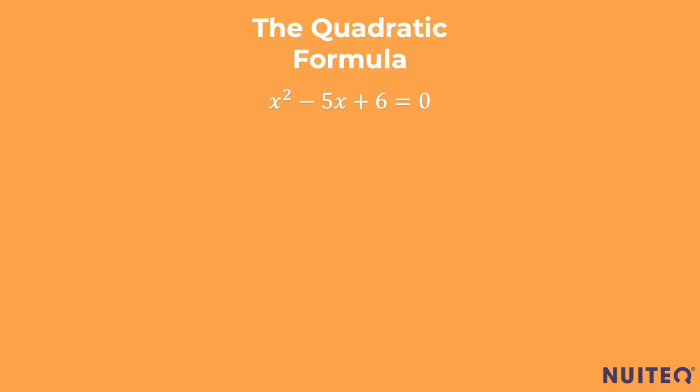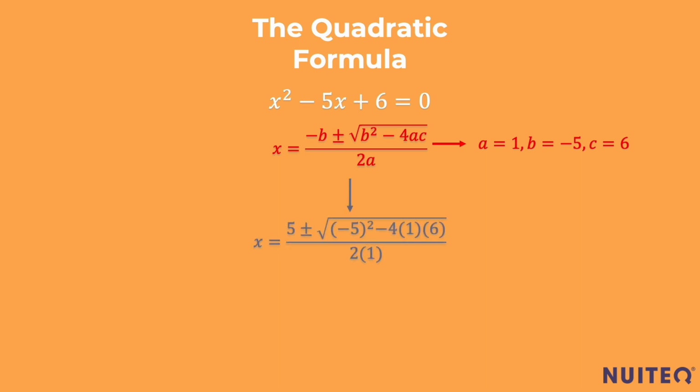Finally, we can use the quadratic formula, which is especially useful when factoring is difficult. The quadratic formula is x equals minus b plus or minus square root of b squared minus 4ac, and all that over 2a. Here, a, b, and c are the coefficients from the quadratic equation: a equals 1, b equals minus 5, and c equals 6.